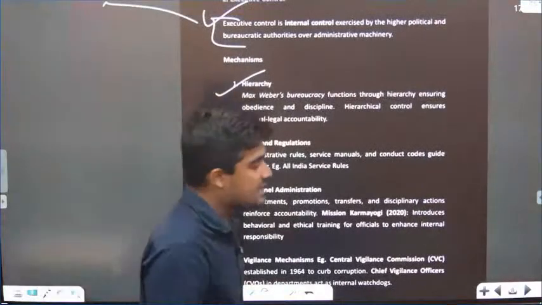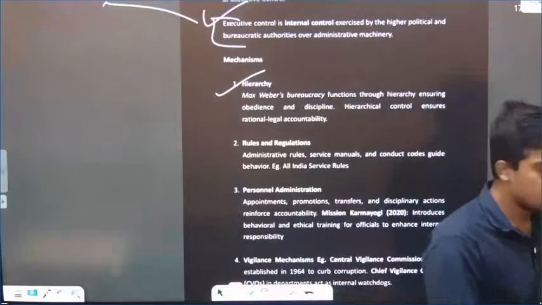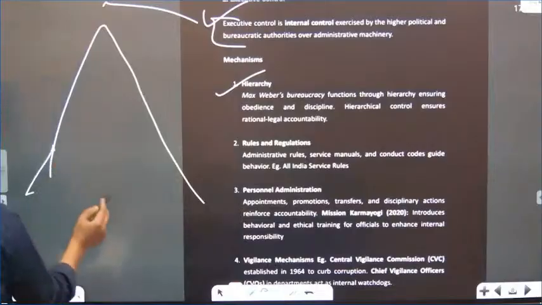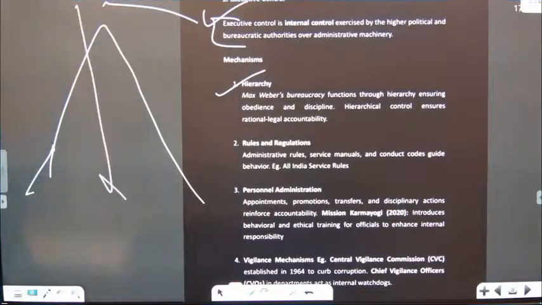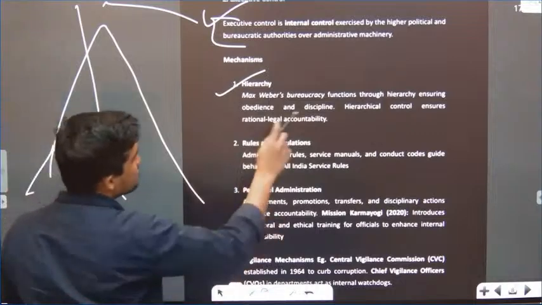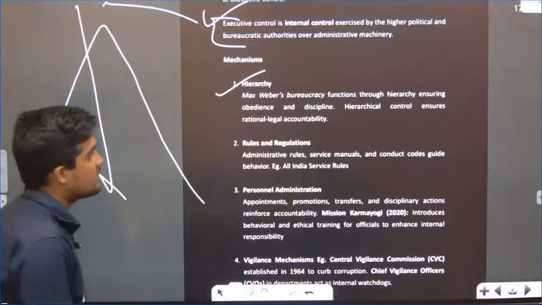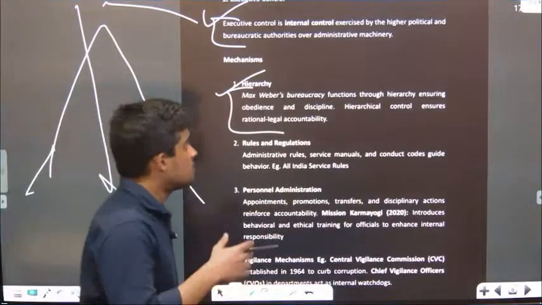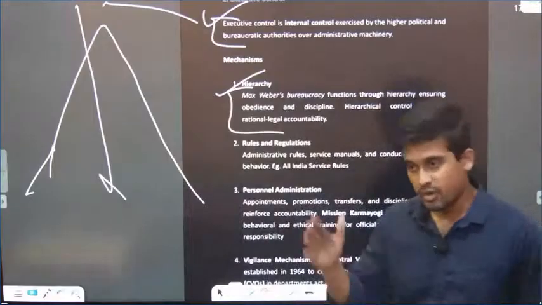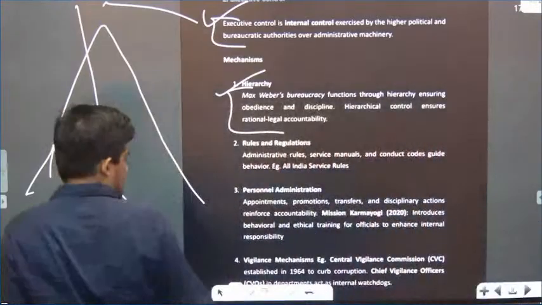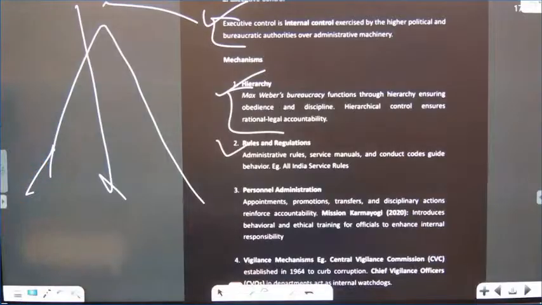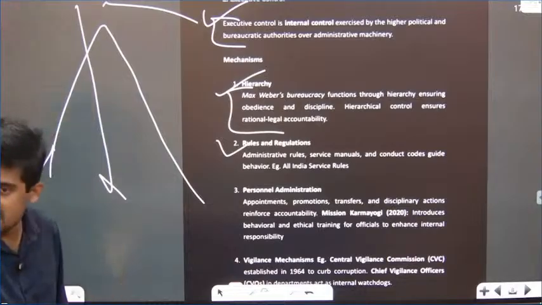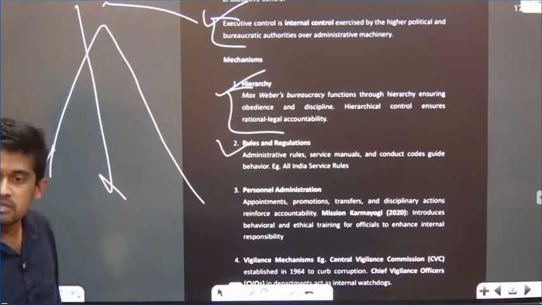So what is the mechanism of this control? How does this control take place in an internal control in an executive? So hierarchy is there, top-down hierarchy. Max Weber's bureaucracy functions through hierarchy, ensuring obedience and discipline. Hierarchical control ensures legal-rational accountability, the way Max Weber said. Similarly, there are rules and regulations. Internal rules and regulations are there. For example, the All India Service rules that are there for all the All India Service officers. So internal rules and regulations are there.